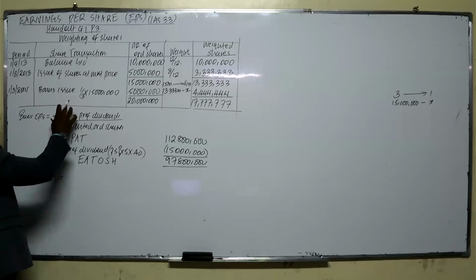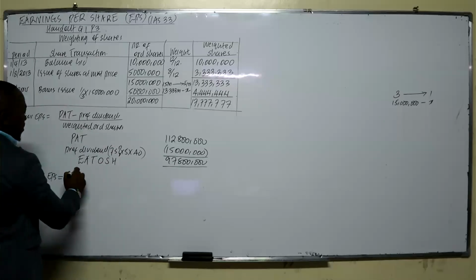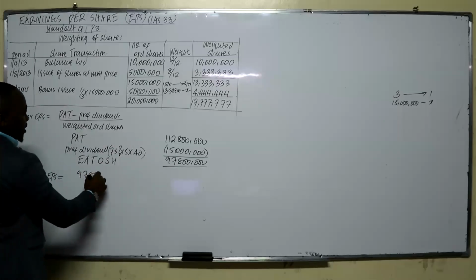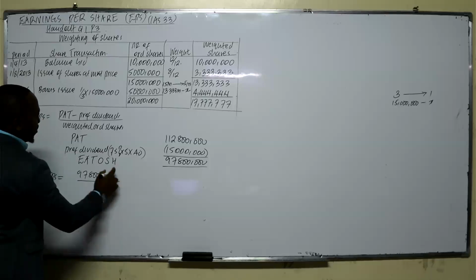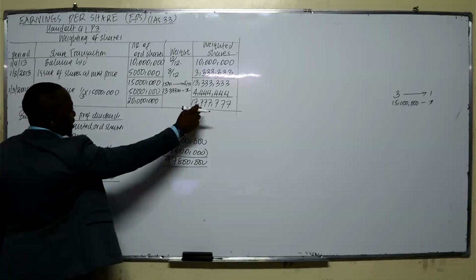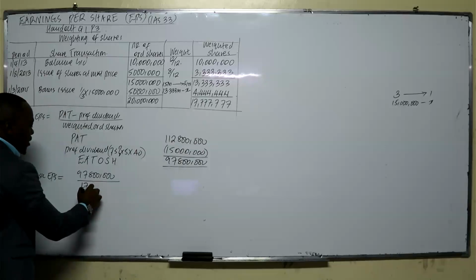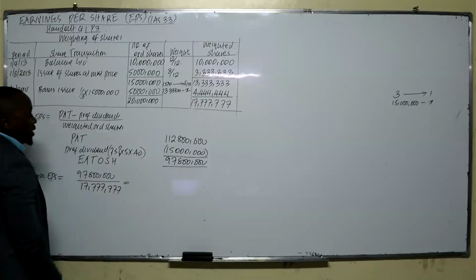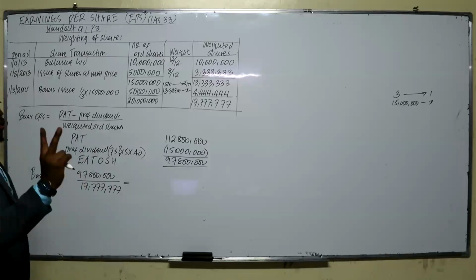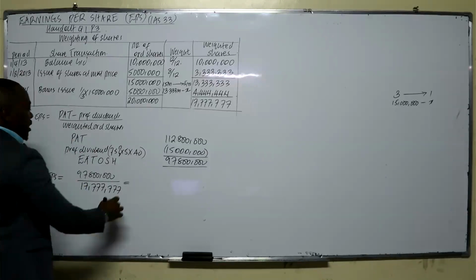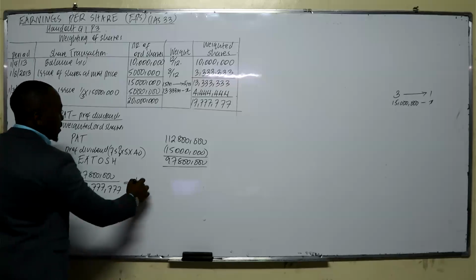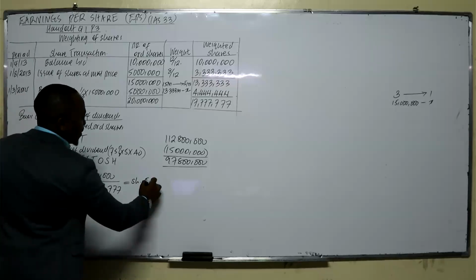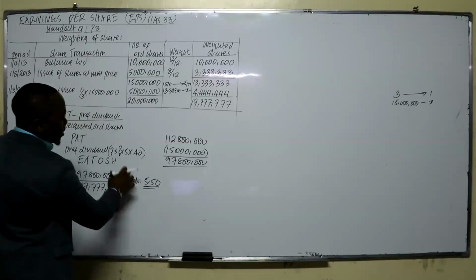So you take the earnings attributable to ordinary shareholders, which is 97.8 million. Then you divide by the weighted shares. So the weighted shares was 17 million, 7 recurring like that. And then for EPS, give it to 2 decimal places. You get how much? 5.50. Correct. Good. So you can copy now.